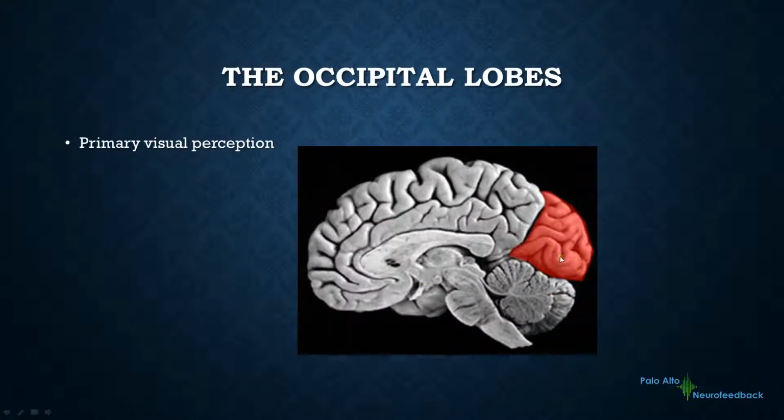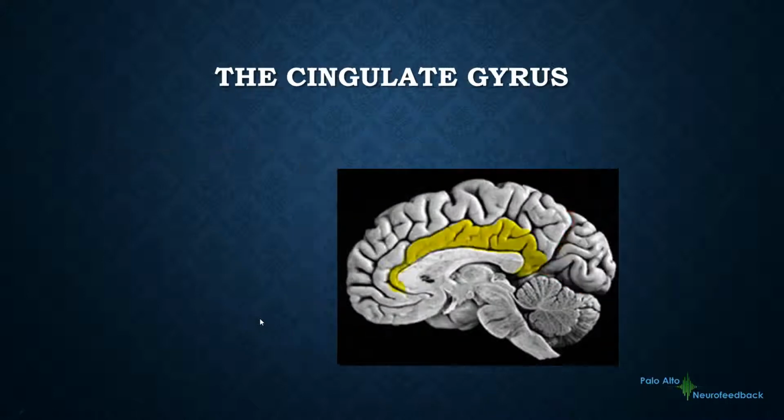The occipital lobes, which sit right here on both the left and the right, are important for primary visual perception. They also have other functions.